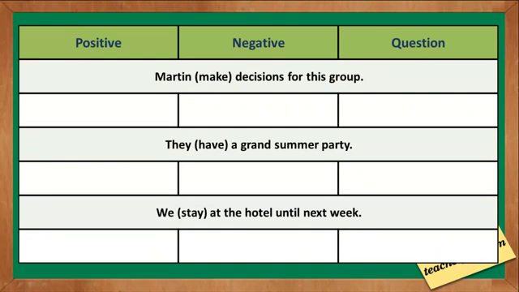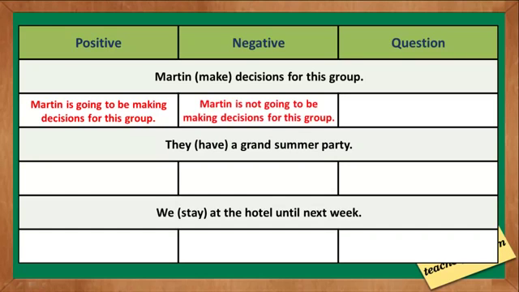The next one: Martin make decisions for this group. Make is the verb. The correct positive statement is: Martin is going to be making decisions for this group. The negative sentence is: Martin is not going to be making decisions for this group. And the question is: is Martin going to be making decisions for this group?